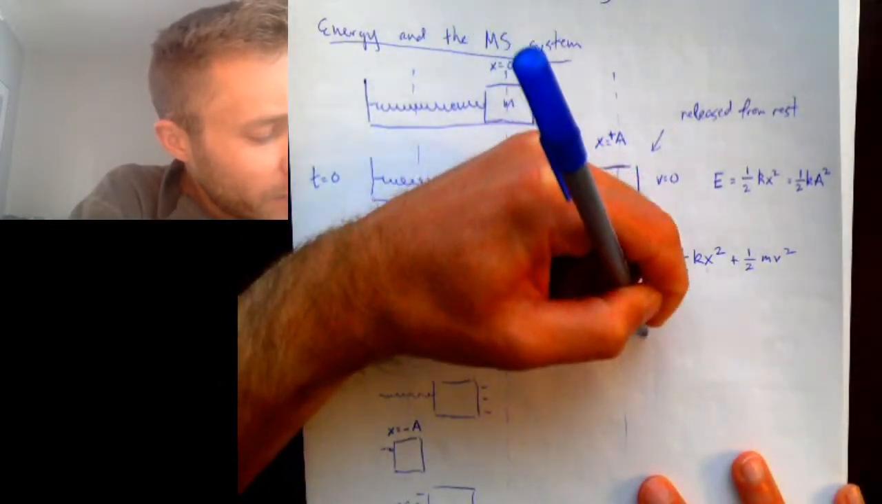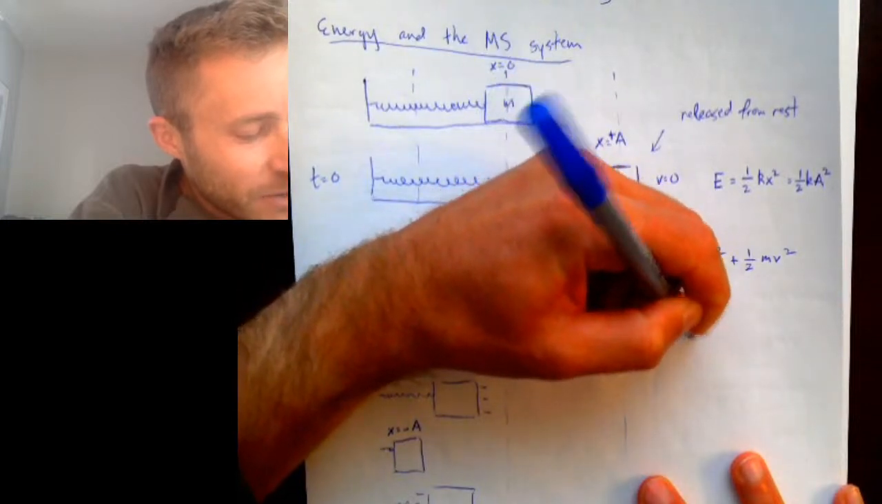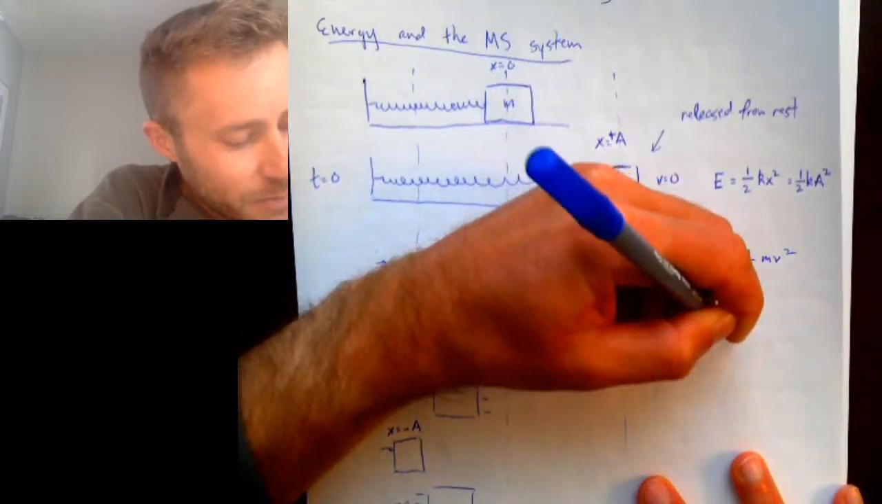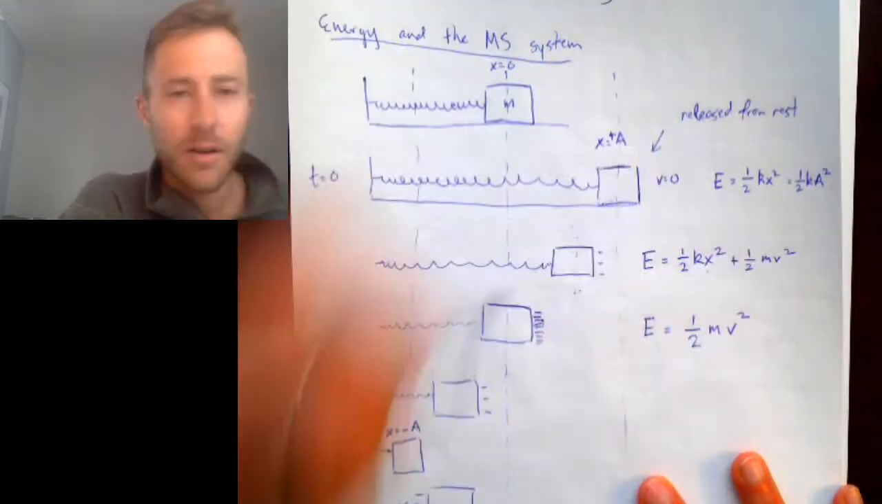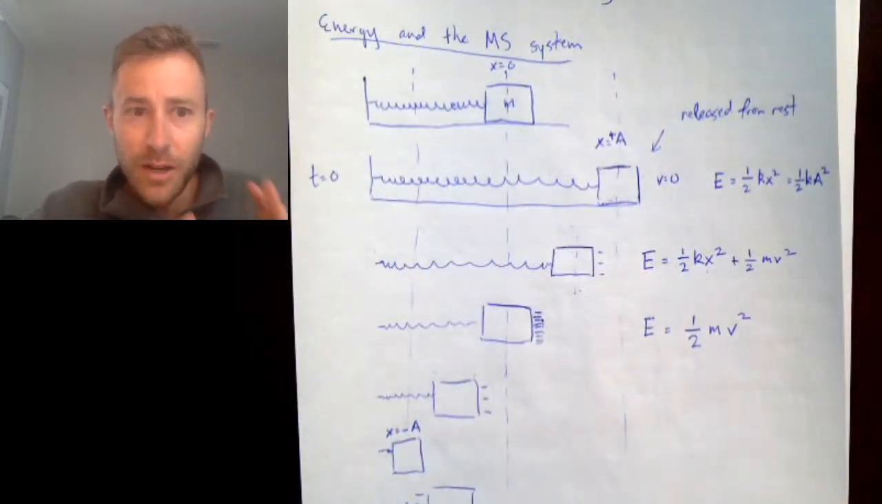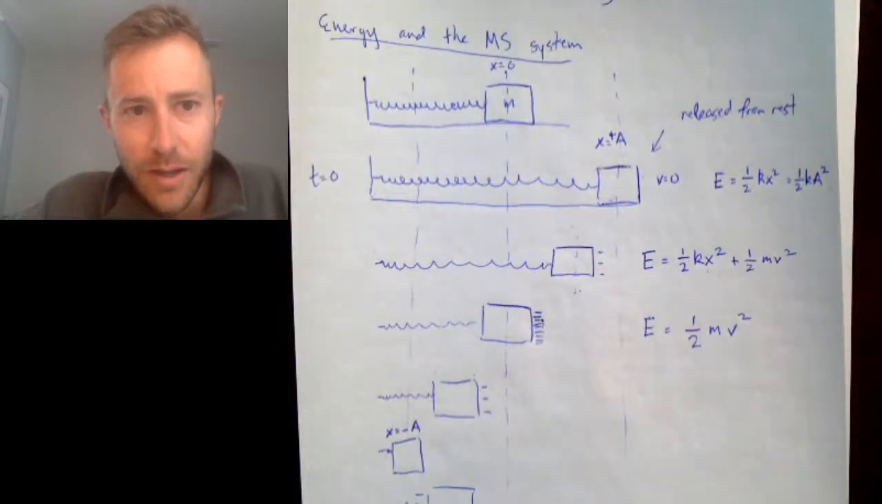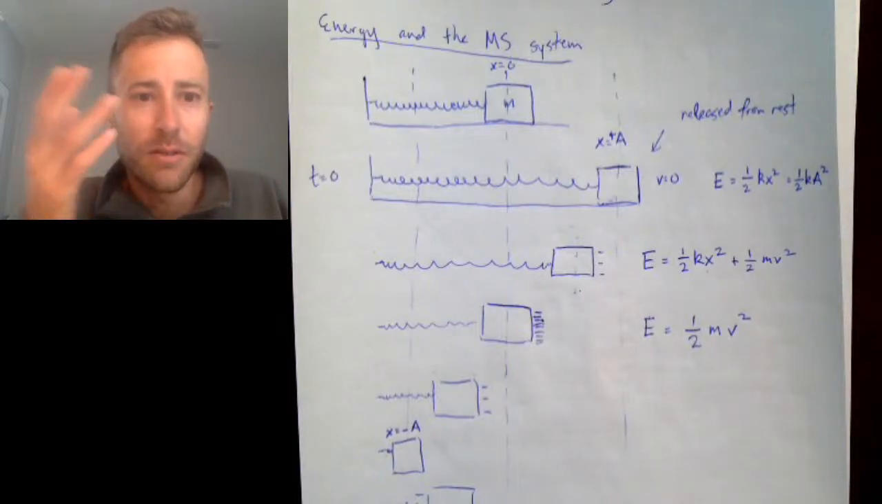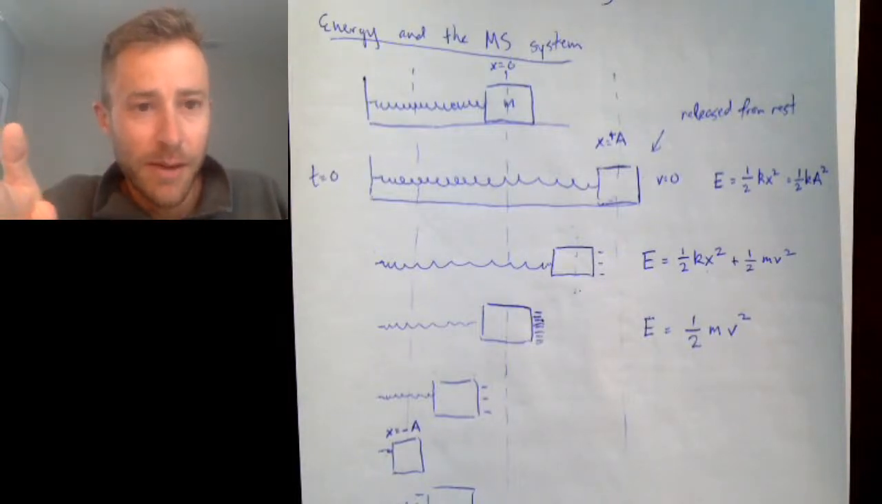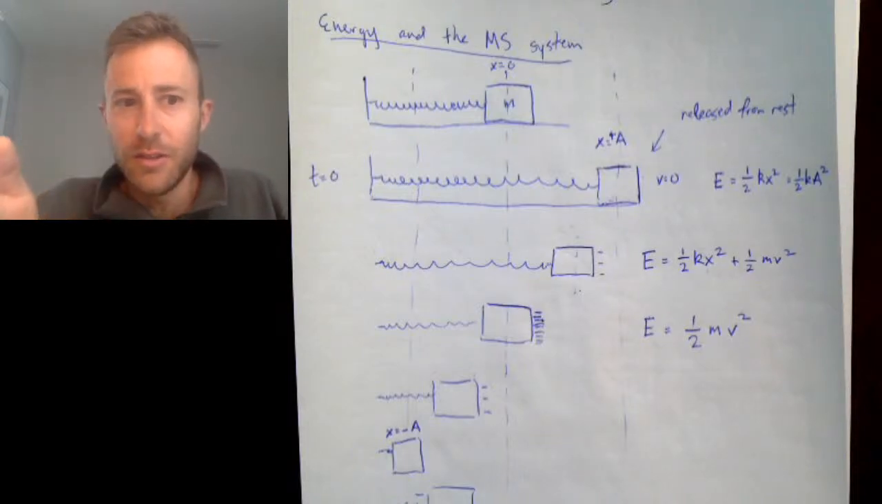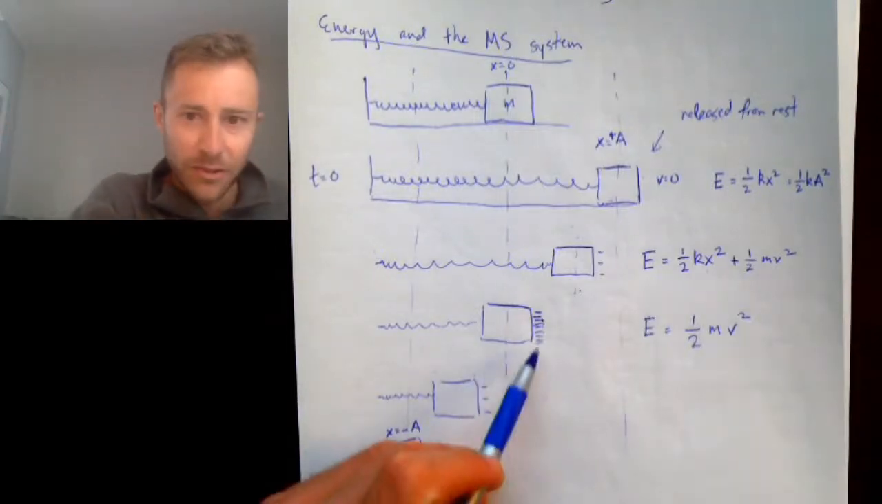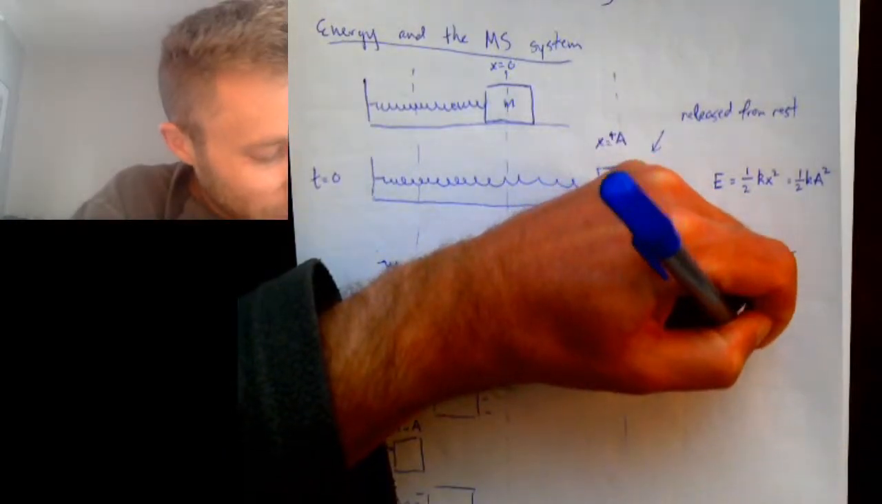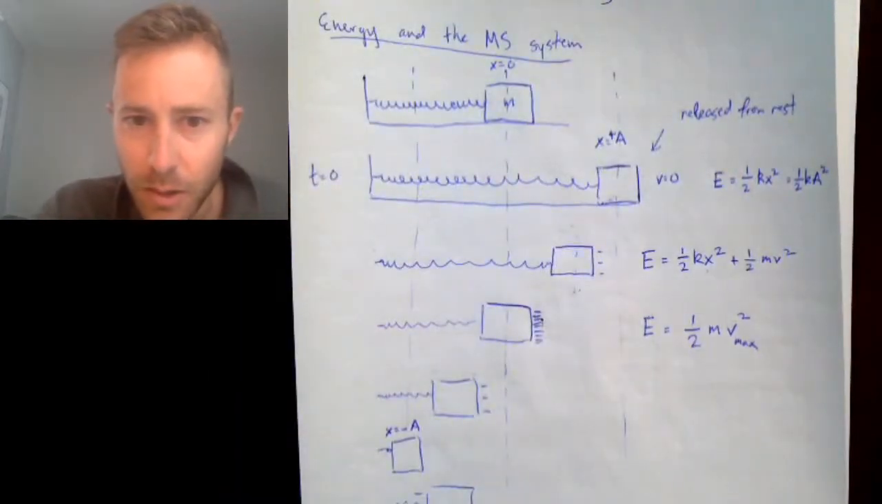So what that means is that the energy is entirely kinetic energy. Now, because energy is conserved, if you have no potential energy, you are going to have lots of kinetic energy, the most kinetic energy that you have. So the mass is going to be going as fast as it goes as it passes through equilibrium. So this is the maximum speed.